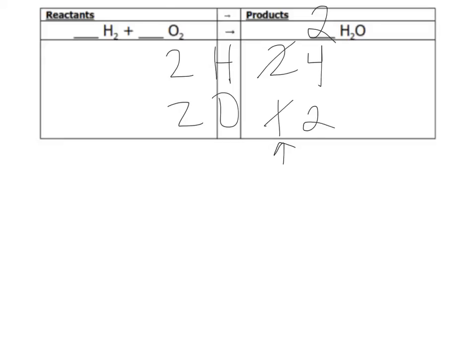So I go to the side I only have 2 of, and I'm thinking of coefficients, I'm thinking of multiplying, so I know I need a 2 here with the H, which makes that a 4. Now H is even, O is even, and I only need 1 O2, so I write a 1 in there. That's number 1.